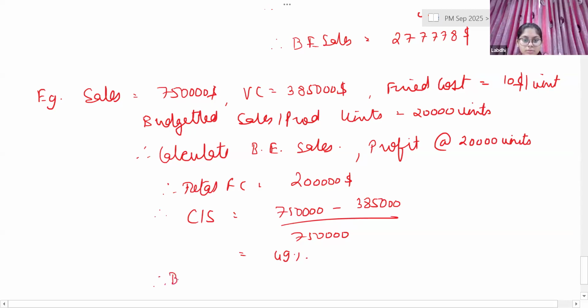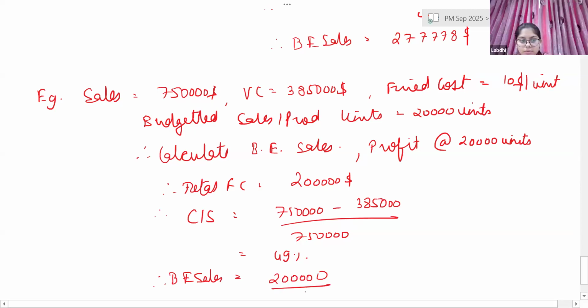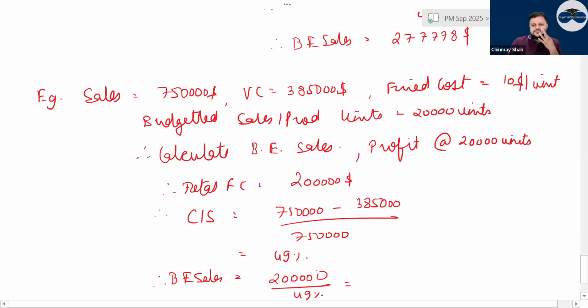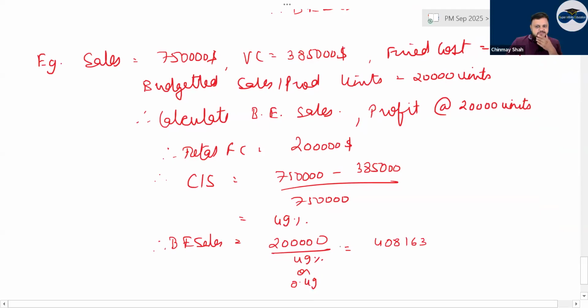Therefore, BE sales कैसे निकालोगे? Tell me. What divided by 49%? 200,000, बराबर है ना? Total fixed cost divided by what? 49%, or 0.49. How much is that? 408,163. 408,163 dollars. Correct? एक मिनट.